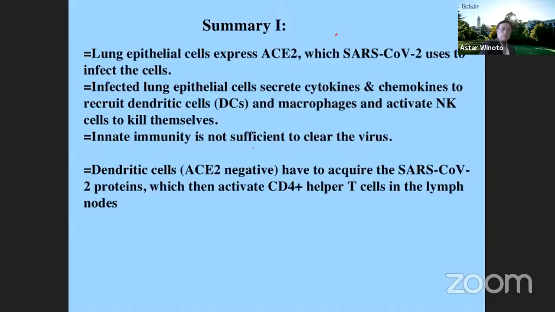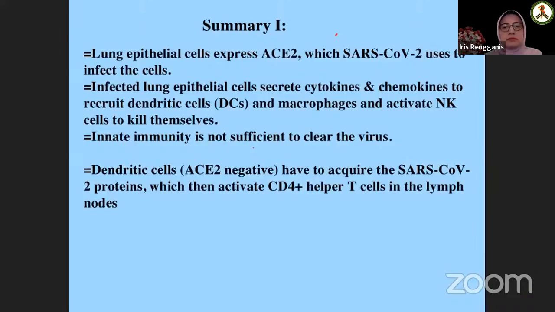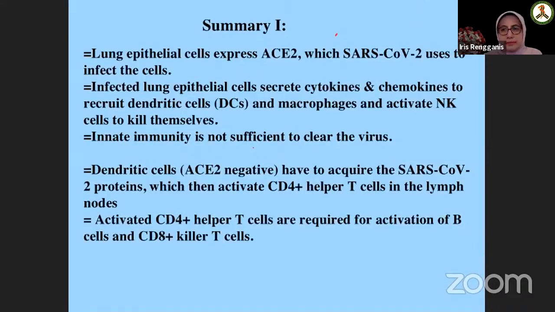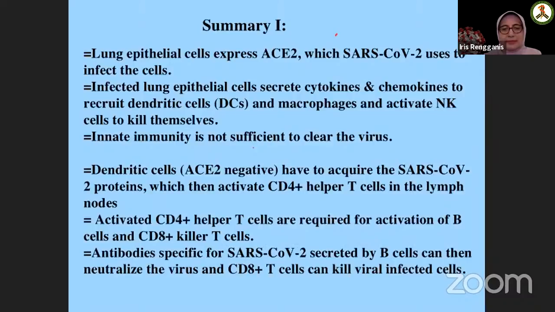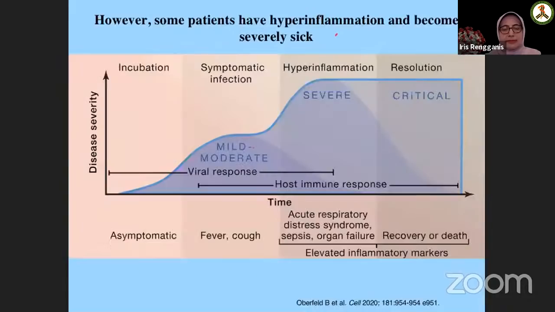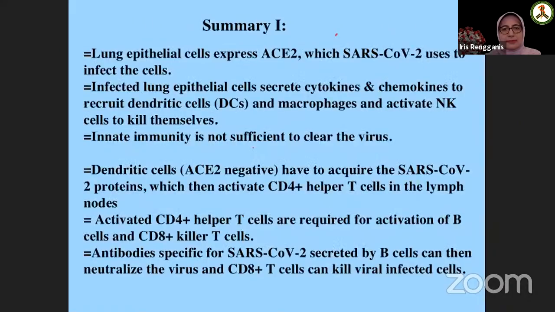Innate immunity is not sufficient to clear the virus, but you need to activate it, and you need these dendritic cells that are ACE2 negative. Dendritic cells have to somehow acquire the SARS-CoV-2 protein, which then activates CD4 positive helper T cells in the lymph node. Activated helper T cells are required for activation of B cells and for CD8 positive killer T cells. The antibody that's secreted can then neutralize the virus, and CD8 positive T cells can kill virus-infected cells. And finally, you clear the virus.